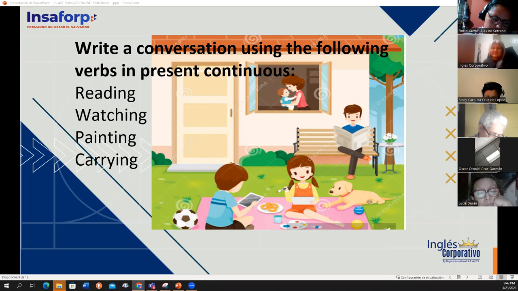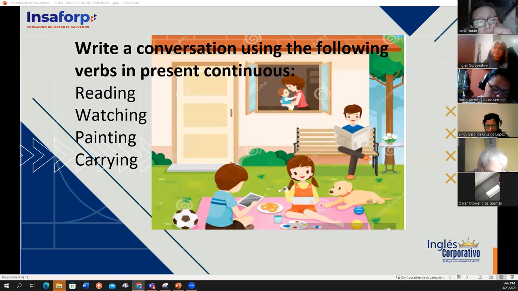Sebastiana is reading the book. Vinicio is watching TV. My daughter is painting in her notebook. I am carrying my baby. Okay. Well, thank you. Thank you so much.